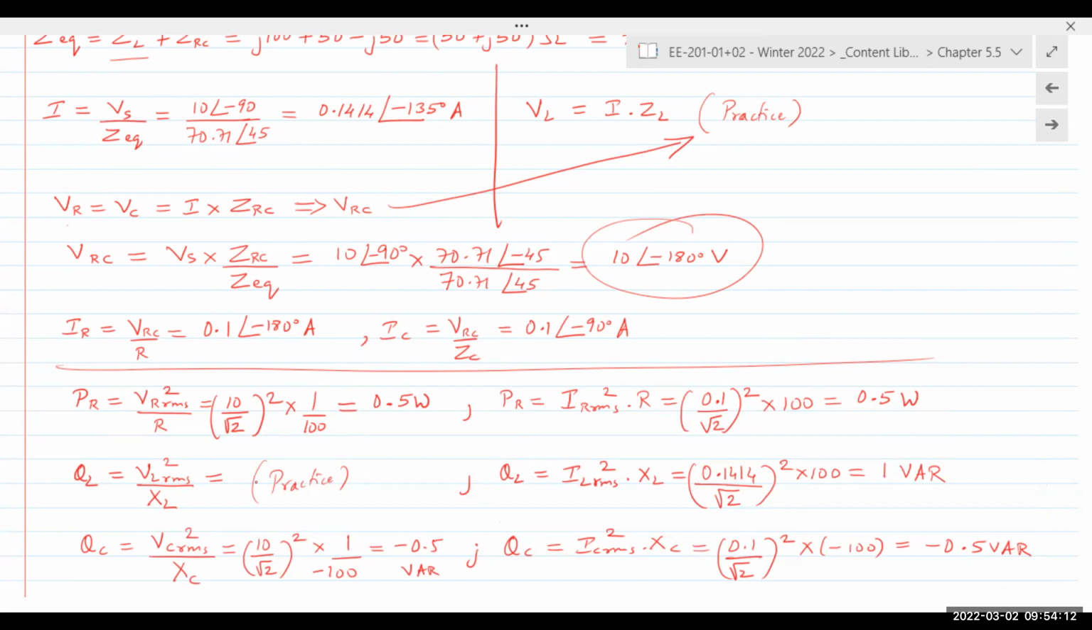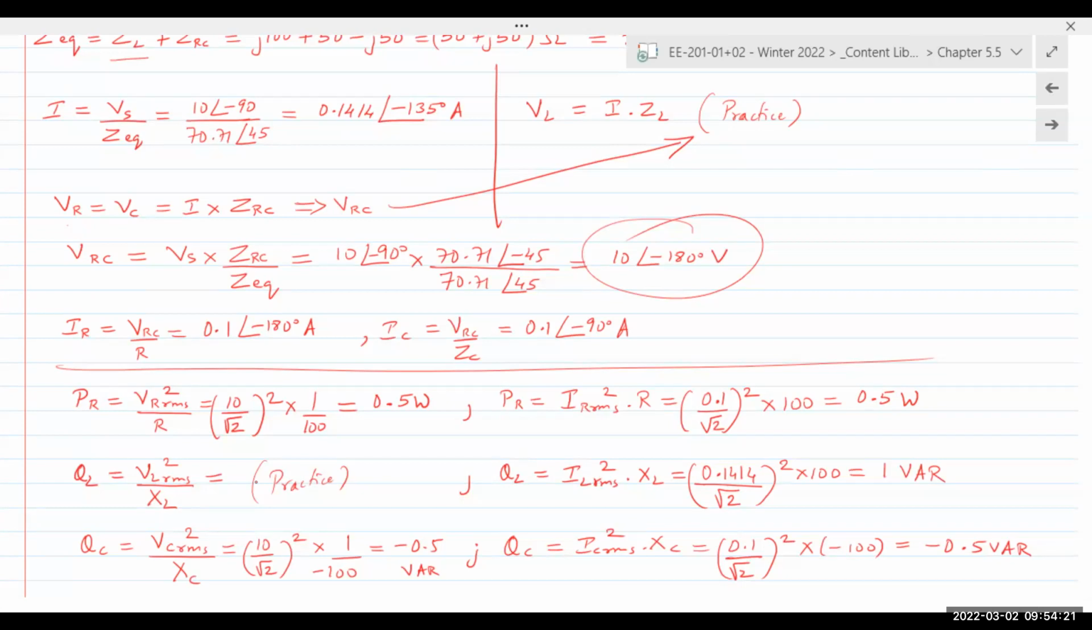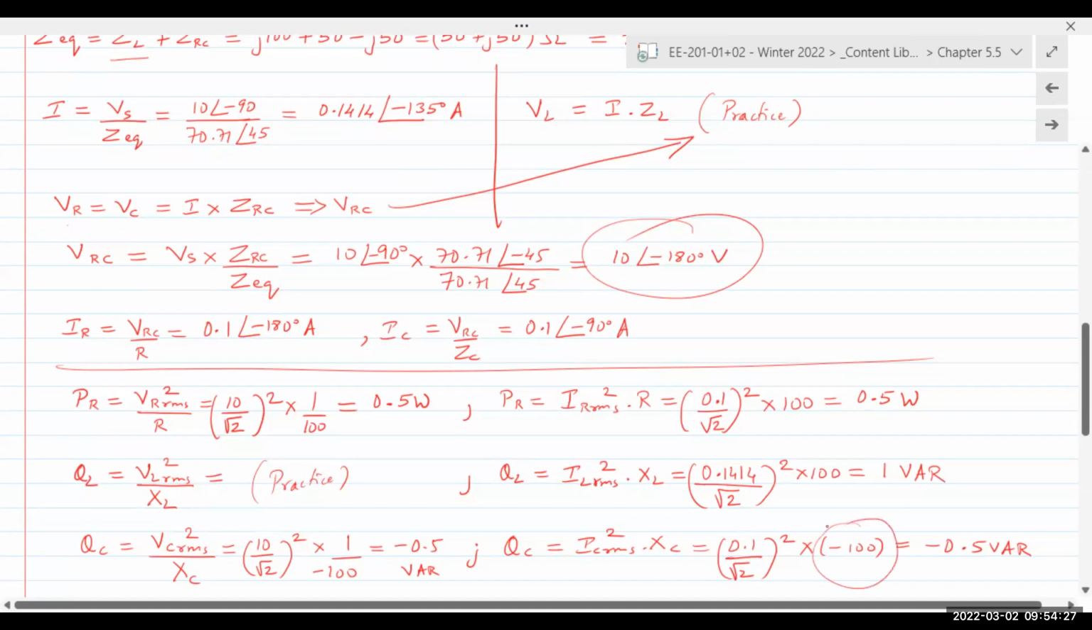Notice that when I apply the equations and I have X in there, I do not include the J. I do include the minus sign. So QC is minus 100 in both cases. And so my XC is minus 100 in both cases. So QC ends up being minus 0.5 VAR. All right, QL will be positive. Real power P, of course, is to do with the resistor. So it's watts, 0.5 watts.